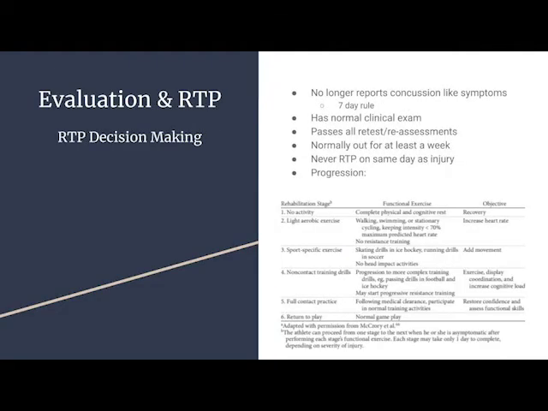Return to play decision making. In order for an athlete to return to play or start the return to play process, there are a few things that must occur. The athlete must no longer report concussion-related symptoms for at least 7 days. The athlete must have normal clinical exam and test results. The athlete must perform at or above baseline levels on all objective assessments.